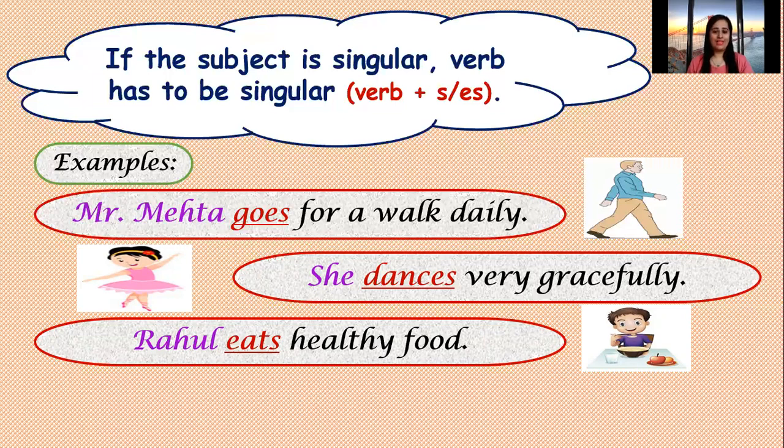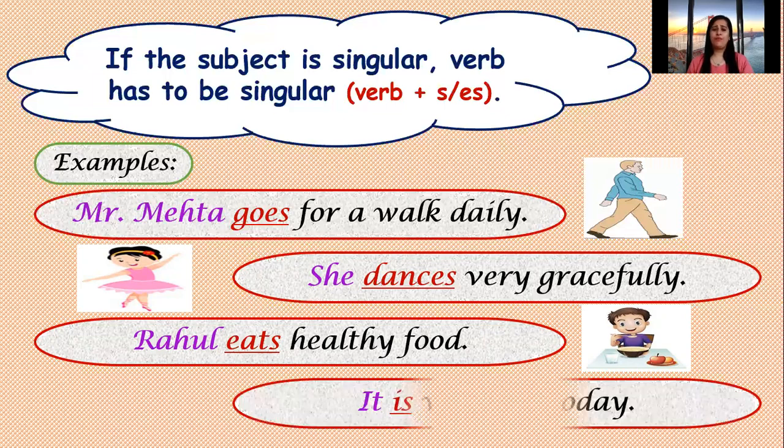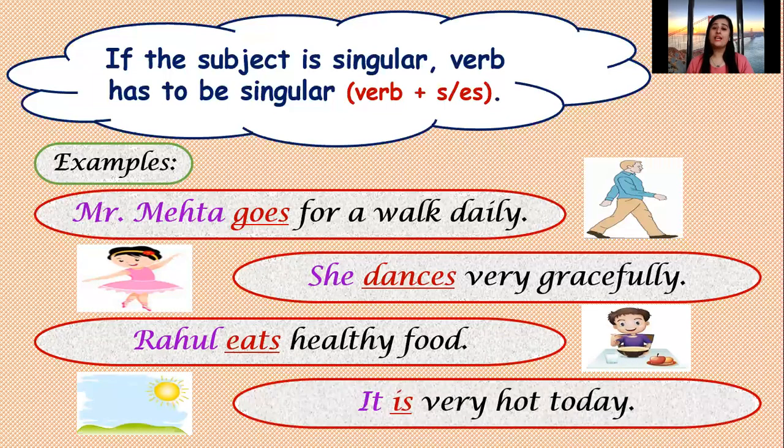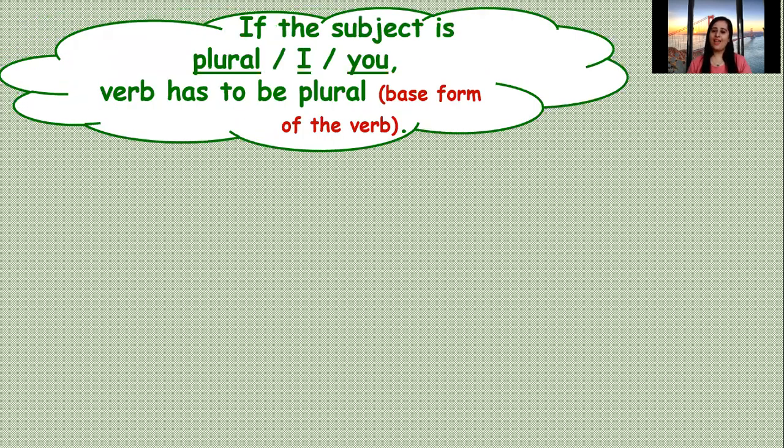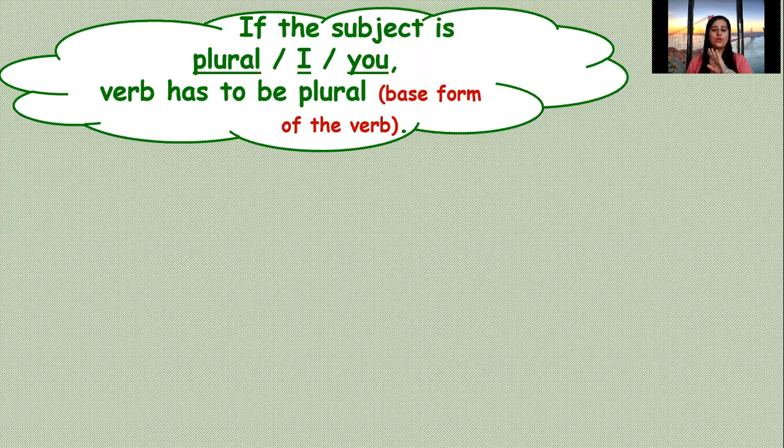Clear? One more example. It is very hot today. Now, it is again a singular pronoun. Hence, it is. It is very hot today. Now, if the subject is plural, I or you, then verb has to be plural. Plural verb means base form of the verb. No S, no ES. Okay, so now examples here.